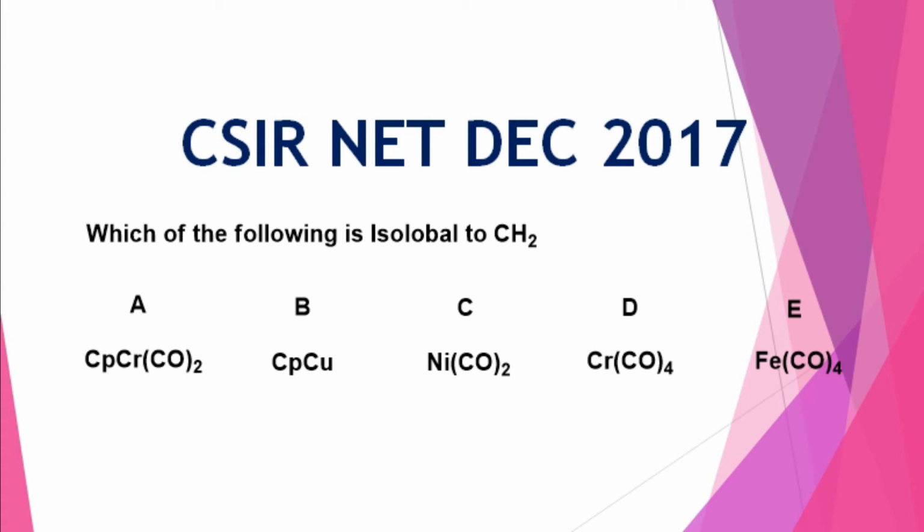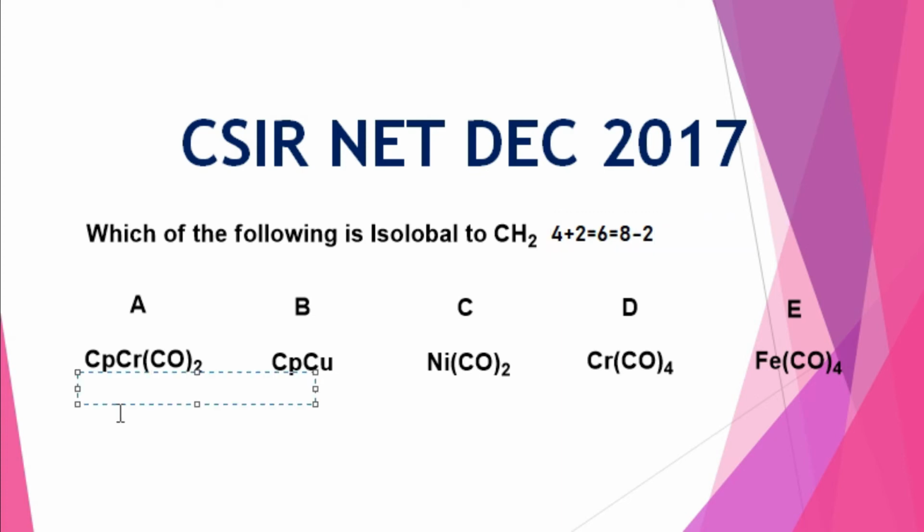So let's start. From CSIR NET December 2017, there is a question: which of the following is isolobal to CH2? At first, we will try to calculate the number of valence electrons for this CH2. You know that for CH2, carbon has 4 valence electrons, so it is 4 and 2 from the 2 hydrogens, so we get 6. Similarly we can write 6 as 8 minus 2. So that means the CH2 fragment needs 2 electrons to fulfill its valence shell.